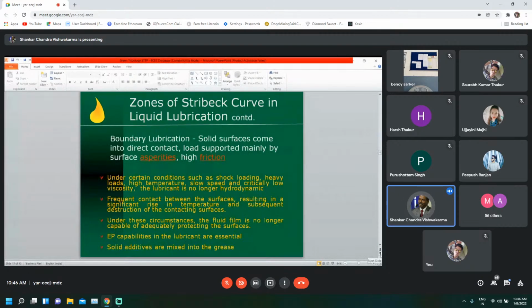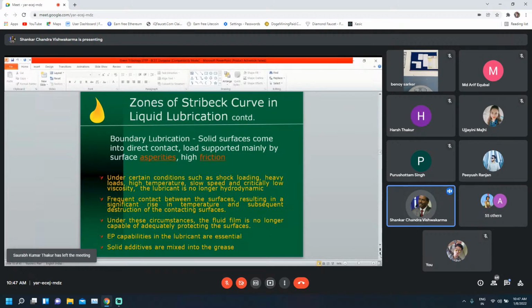So let us understand these things in a little bit deeper way. So boundary lubrication, as I said: solid surfaces come in direct contact, the load is supported mainly by the surface asperities, and there is a very high value of friction. So the coefficient of friction will be very high in this case, and it is because the load is very high and the solid surfaces, their asperities, are in direct contact.